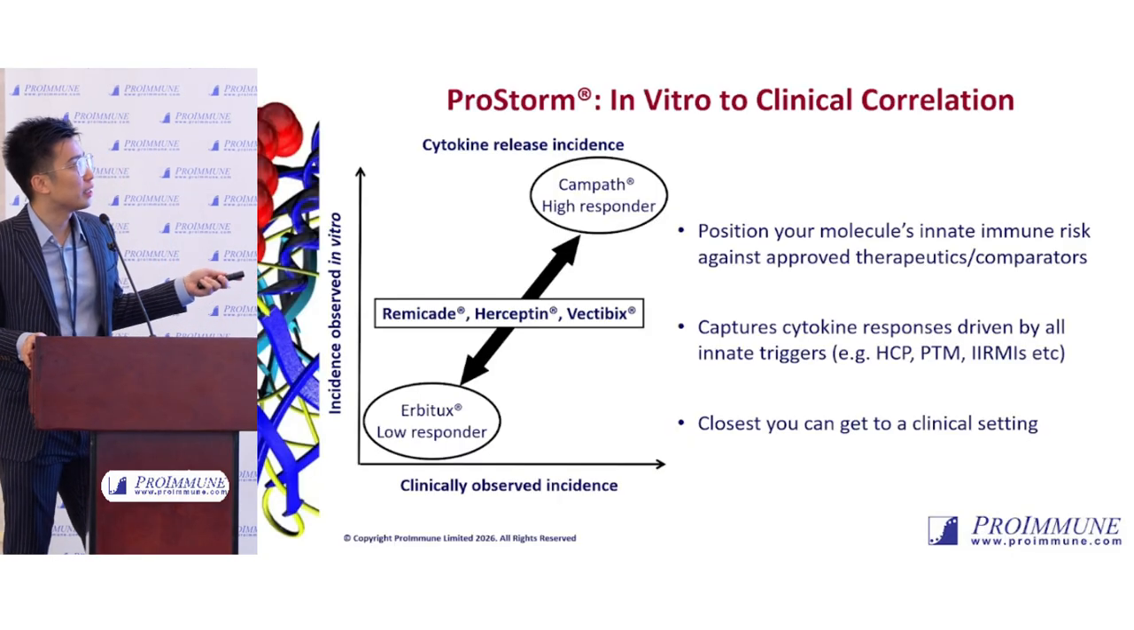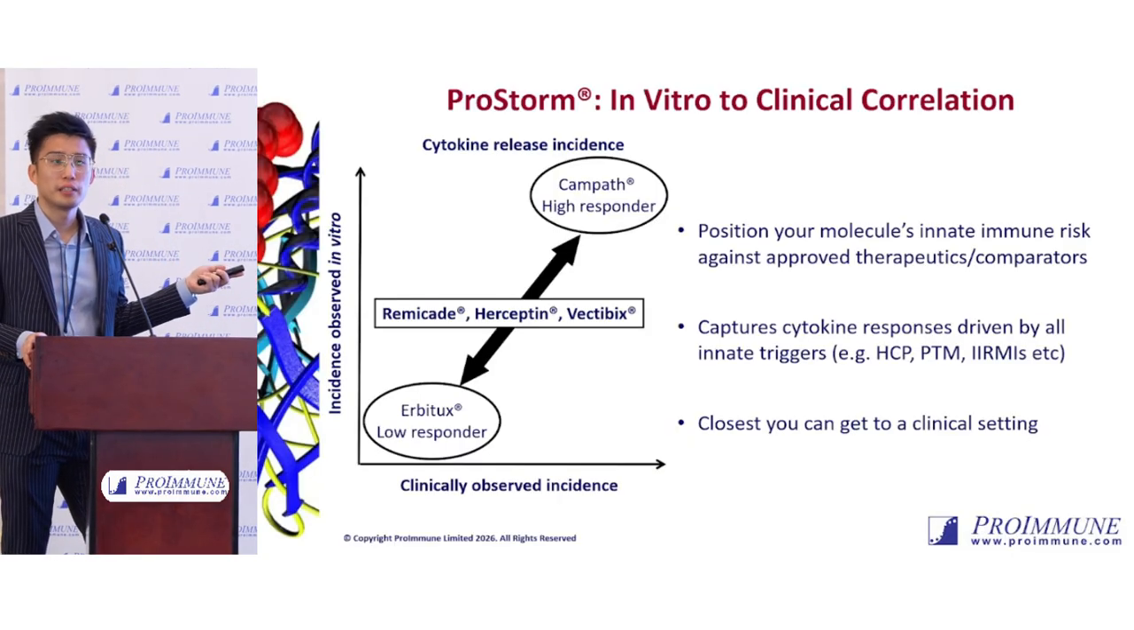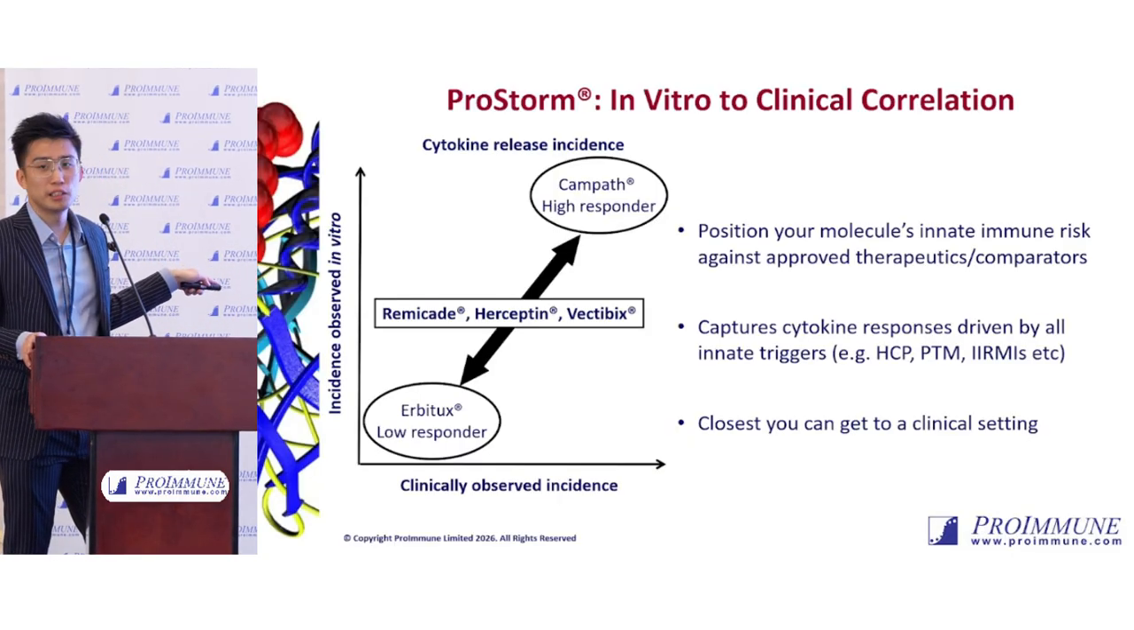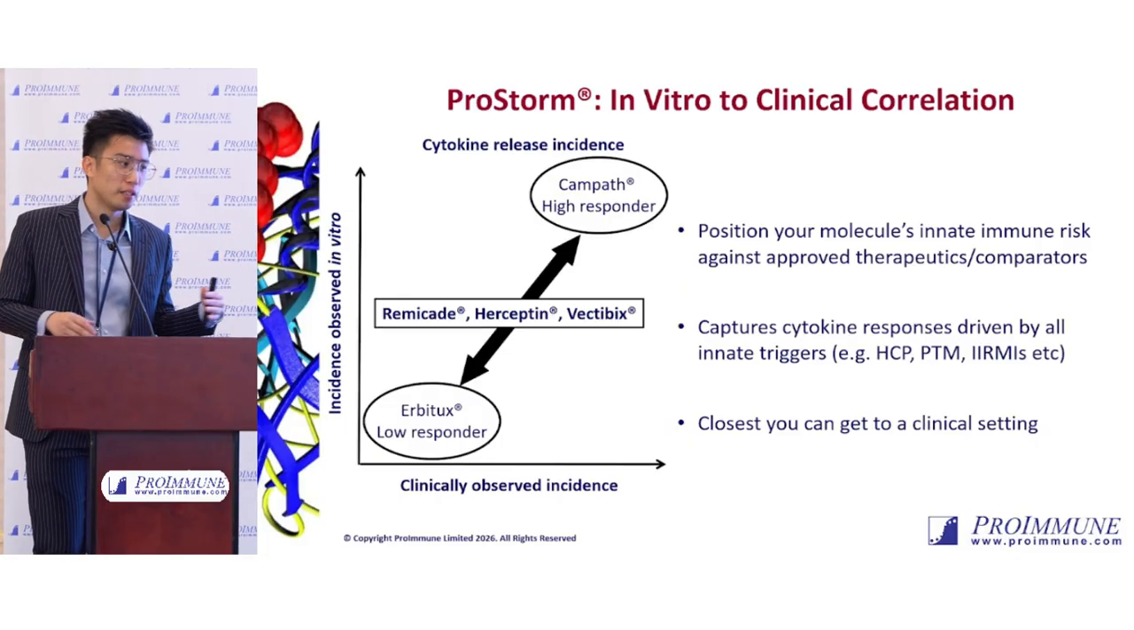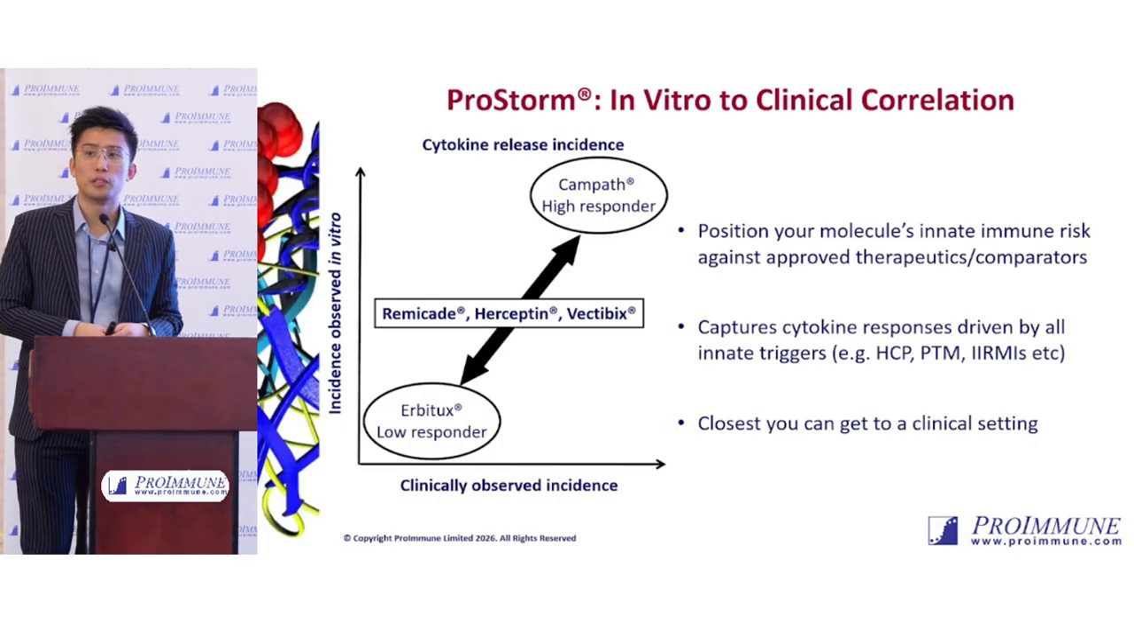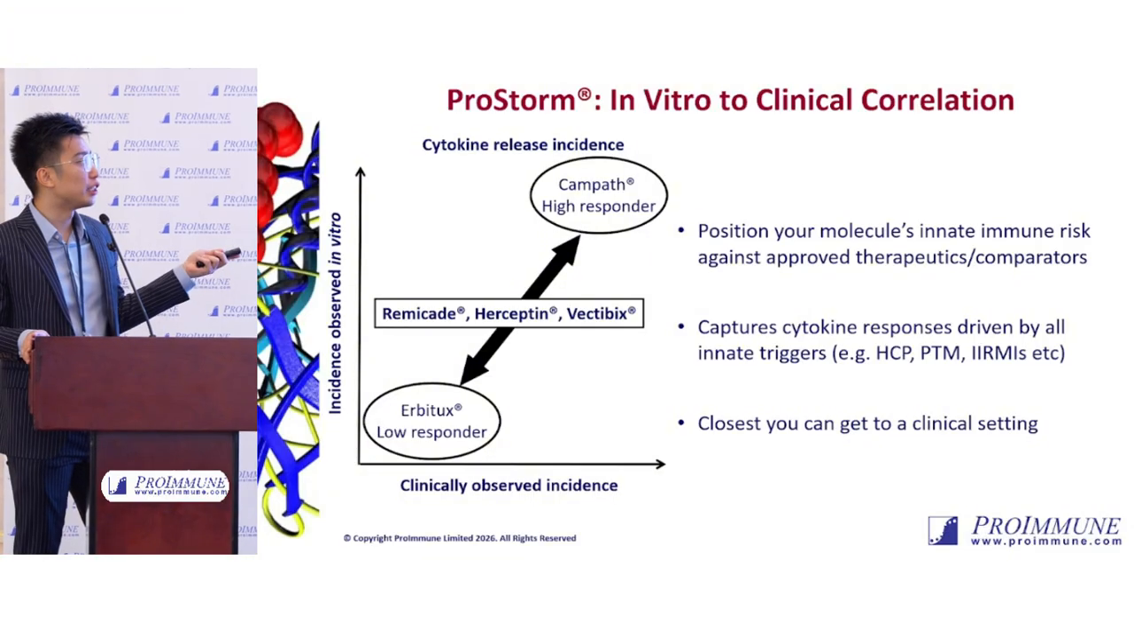So in this case, one example is that given Campath is a high responder, Erbitux being a near zero response, your drug product can actually fall somewhere in between. And this can allow you to justify that your drug product, when this happens, is within a controlled level of risk or relatively low immunogenic risk. So that can be a justification that you can use.